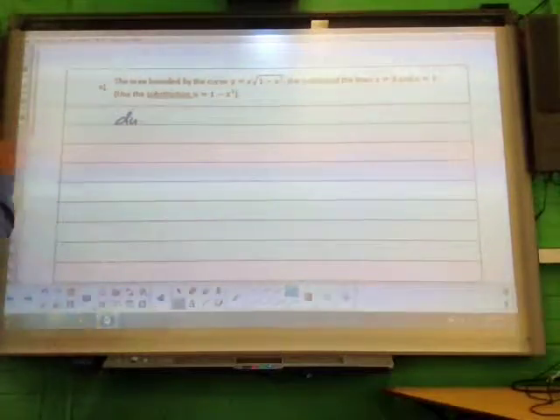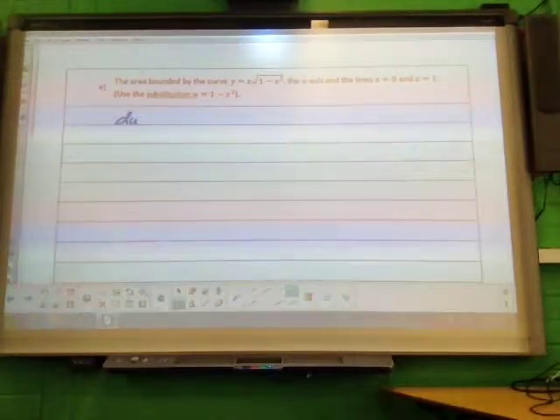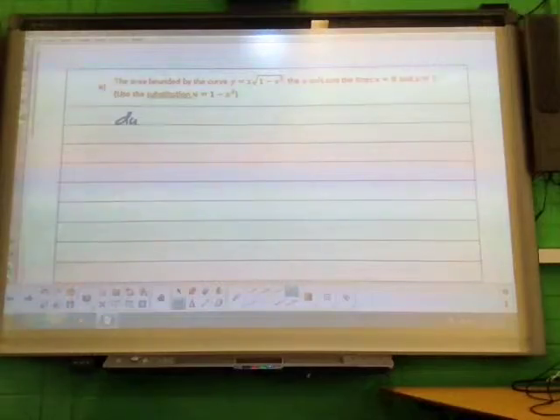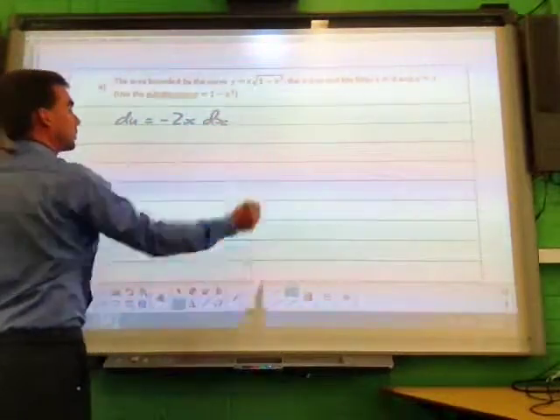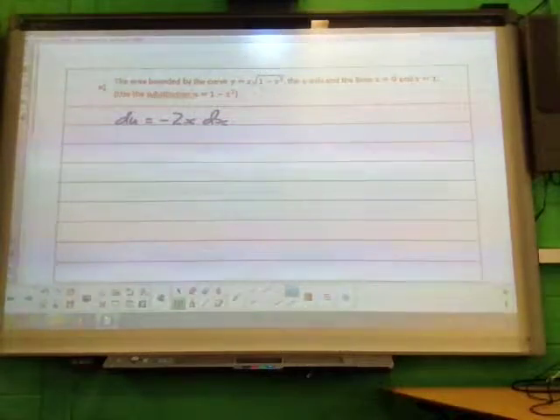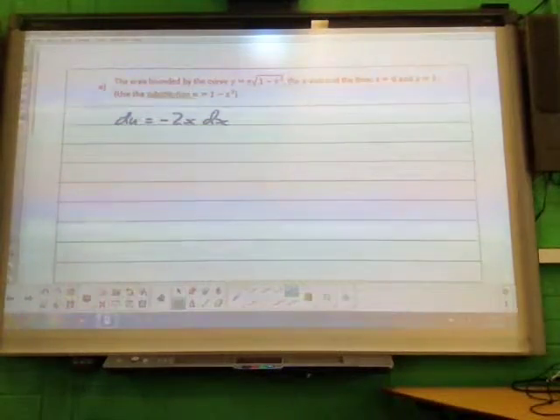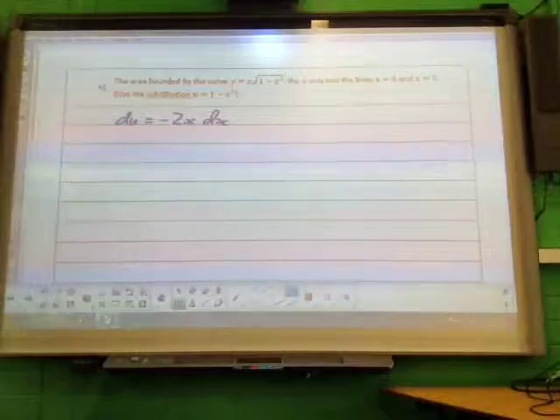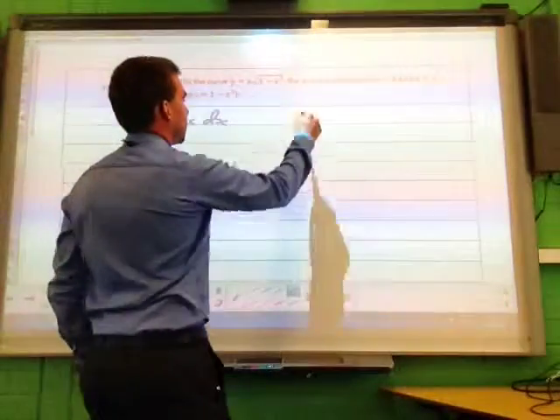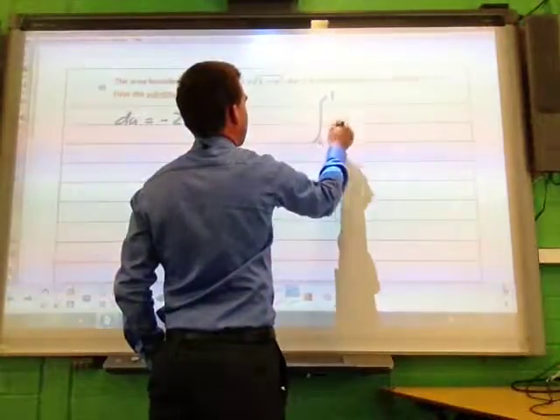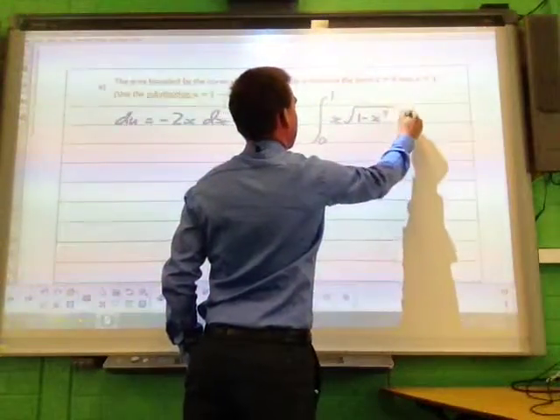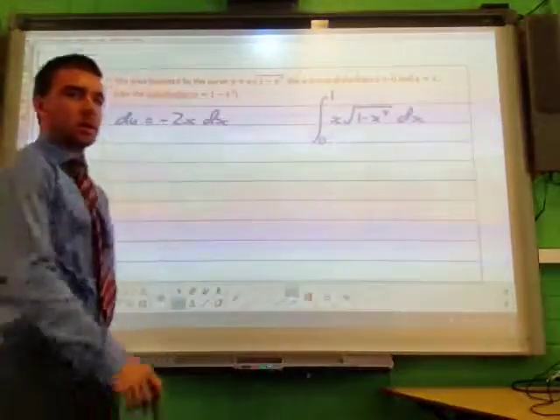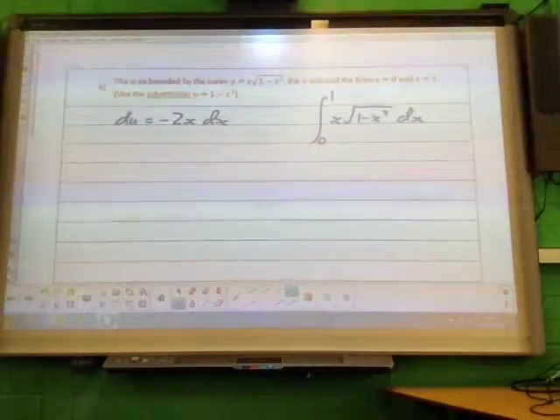So we differentiate u with respect to x. Okay, so du equals negative 2x dx. So we need the area, so we're integrating at the moment from 1 to 0 of x times the square root of 1 take away x squared dx. Okay, so that's what we need to integrate for our area.